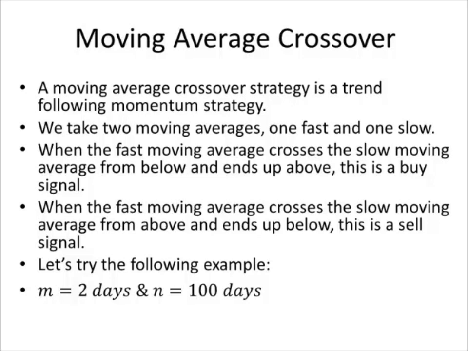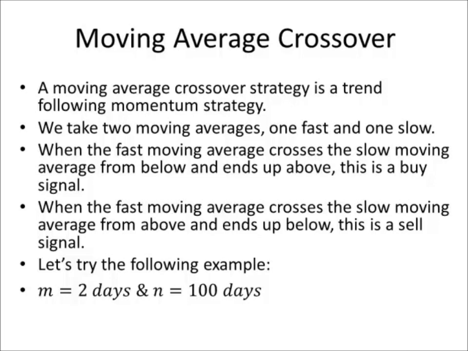Exponential moving averages give more weight to recent data, whereas simple moving averages just take the simple average of the last certain number of days. So we'll just work with simple moving averages for now. The purpose of this is just to see how to implement a strategy. We're not necessarily advocating that this is the strategy you should implement, but just how to implement it and how to test it. So how does the strategy work?